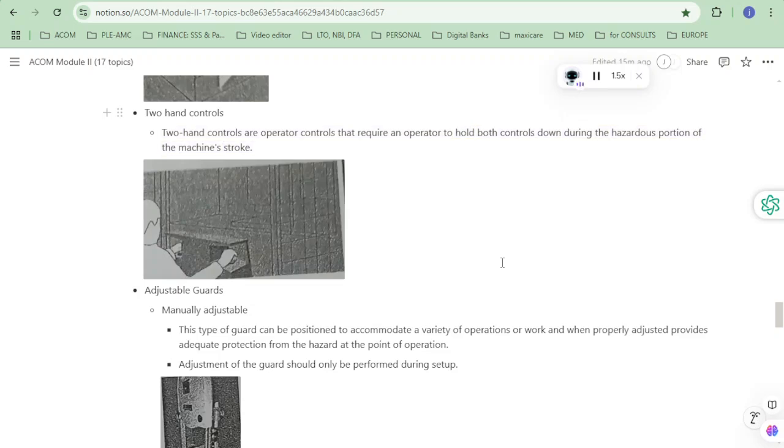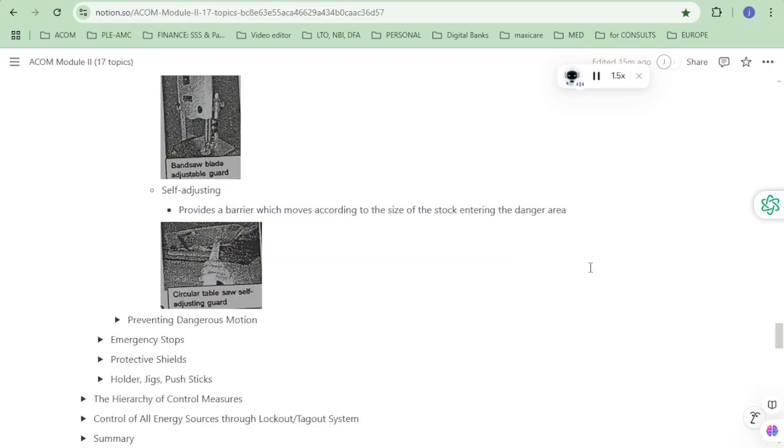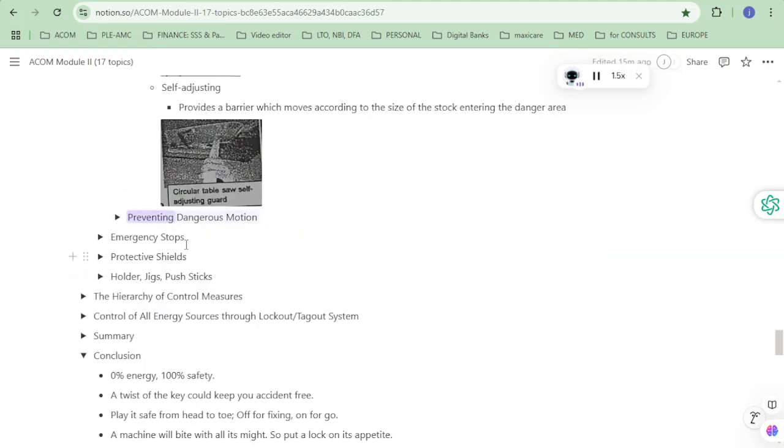Adjustable guards: manually adjustable. This type of guard can be positioned to accommodate a variety of operations or work, and when properly adjusted provides adequate protection from the hazard at the point of operation. Adjustment of the guard should only be performed during setup. Self-adjusting: provides a barrier which moves according to the size of the stock entering the danger area. Preventing dangerous motion.